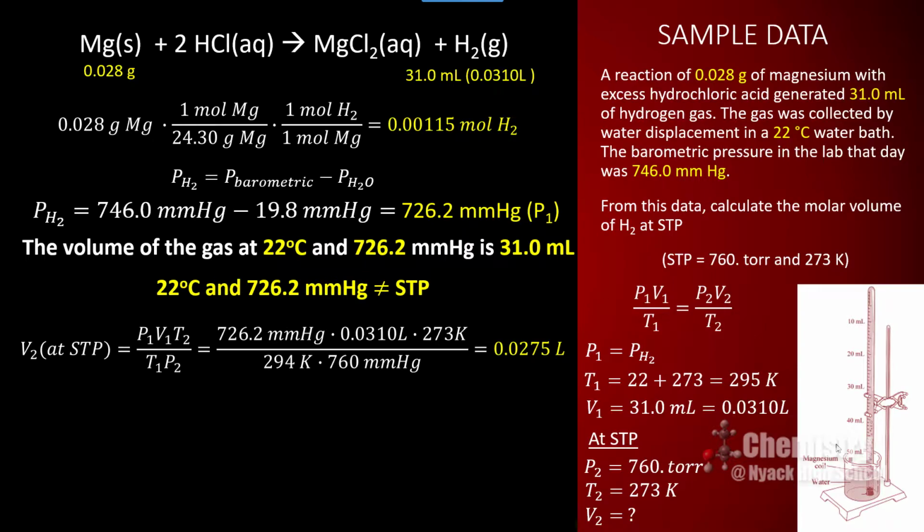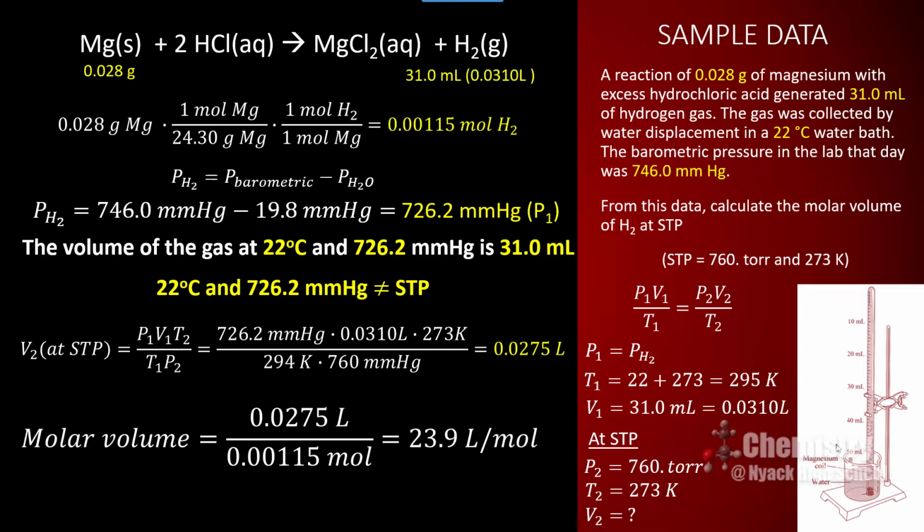Inserting into the combined gas law, we arrive at a value of 0.0275 liters, and that is the volume of the hydrogen gas at STP. The molar volume of hydrogen gas can be determined by taking the volume of hydrogen gas and dividing it by the theoretical number of moles, and we arrive at a value of 23.9 liters per mole. Of course, there is some experimental percent error associated with this value, and as always, with our value, we'll also calculate a percent error.